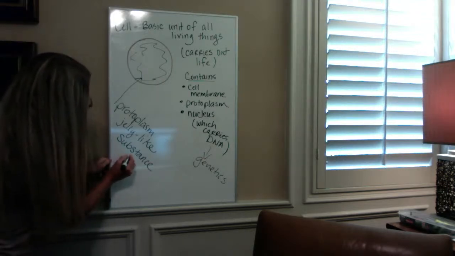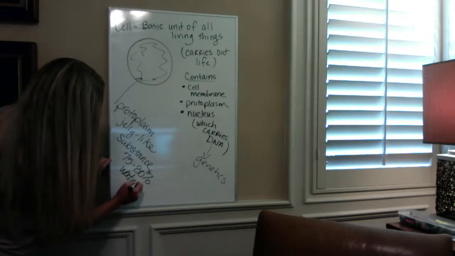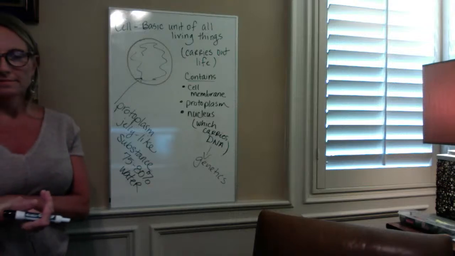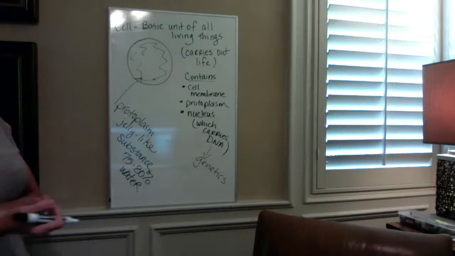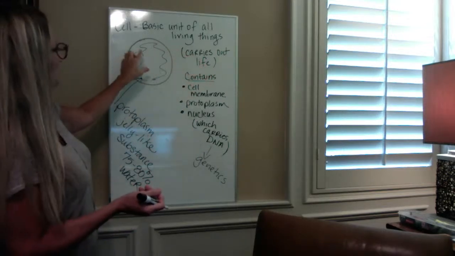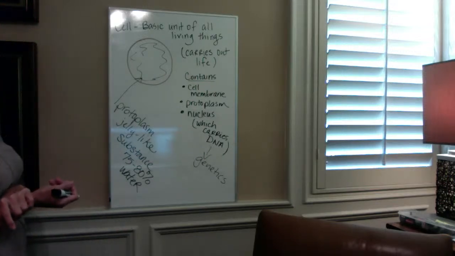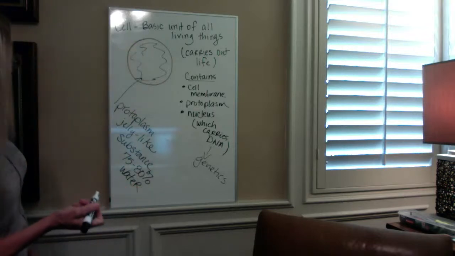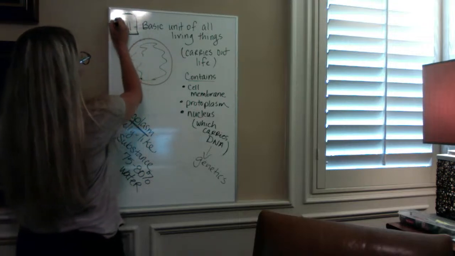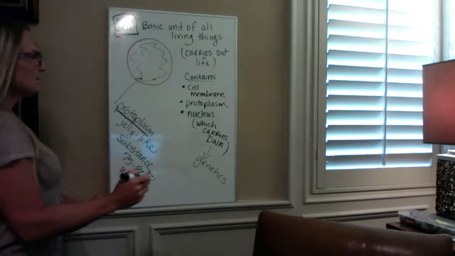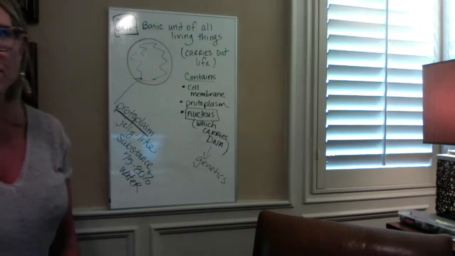The other thing is it's 75% to 80% water. Some of those other structures that you saw in your images are little structures within the cell, like mitochondria, ribosomes, and organelles. Those are other structures. But right now, what you want to study and really focus on is protoplasm, the word cell, basic unit of all living things, and the nucleus. These are the high points of what you need to know for your testing and your industry related material.